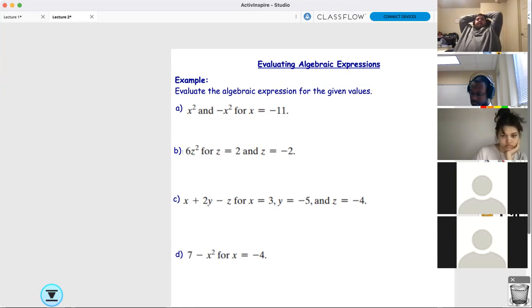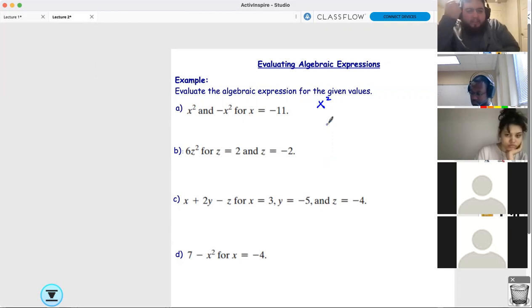All right, let's take a look at A. So we have two expressions in A. We have x squared and negative x squared, right? What do they want us to plug in? X equals what? -11. Negative 11. So first things first, I'm going to rewrite the first expression. I'm going to write x squared first. Let's do that one first. We're plugging in a negative number. Since we're plugging in a negative number, what symbol needs to be around the negative 11? We need to put parentheses, okay? And then put the squared outside of the parentheses.